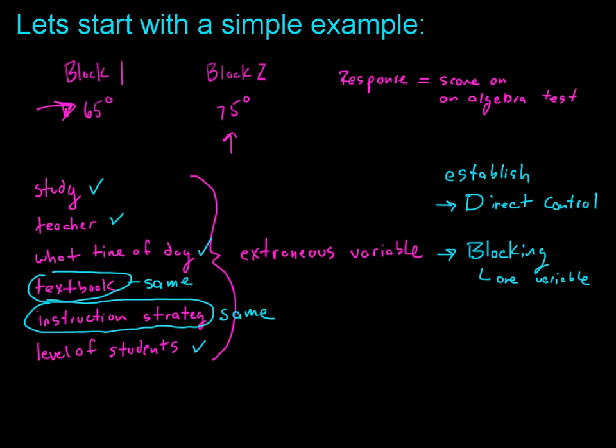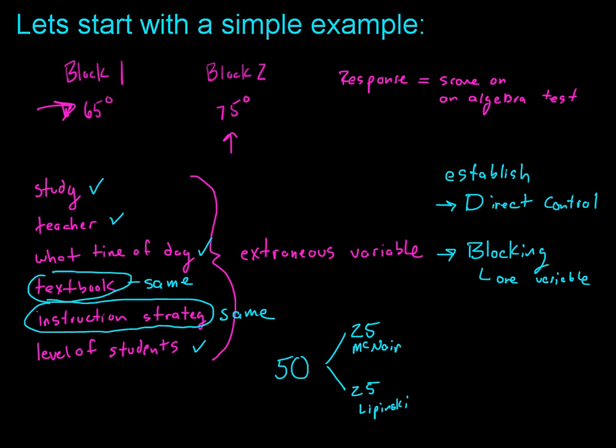So rather than having all of these block 1 kids all have Mr. McNair and all of these block 2 kids all have Mr. Lipinski, where all of a sudden, is it Mr. Lipinski that made them have a better test score, or was it the temperature? So what we want to do is we want to block, and here's what we do for blocking. Let's say that we have 50 kids, right? 25 of them have Mr. McNair, and 25 of them have Mr. Lipinski. So what we do is we block on the teacher.